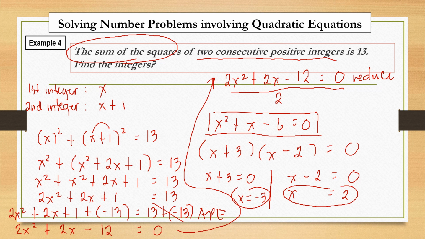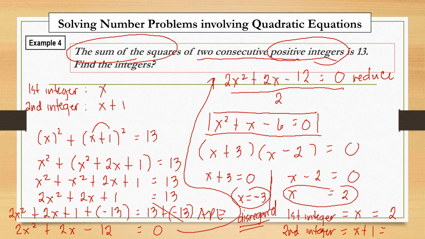It says in the problem that the unknown numbers are positive integers. So what are we going to do with negative 3 here? We will disregard this answer since it is a negative integer. So we will only consider x is equal to 2 since we are talking about positive integers. So if the first integer is x, and x is equal to 2, what is the second integer? The second integer is x plus 1, so that will be 2 plus 1, and that is 3. Therefore, the two positive integers are 2 and 3.